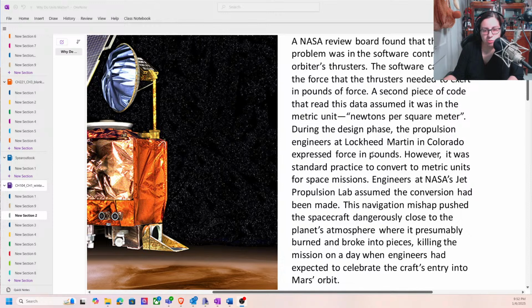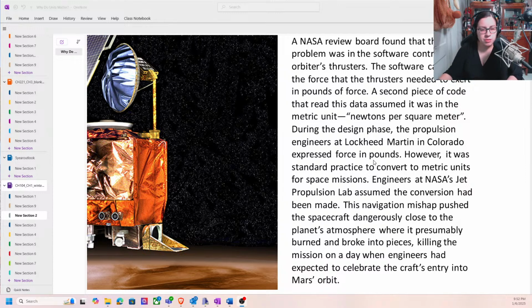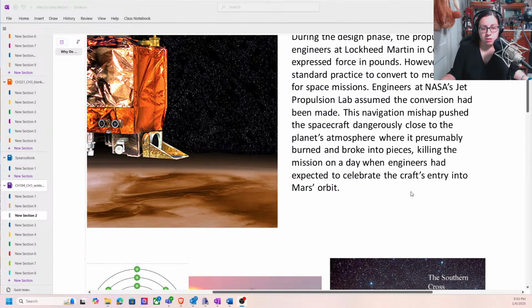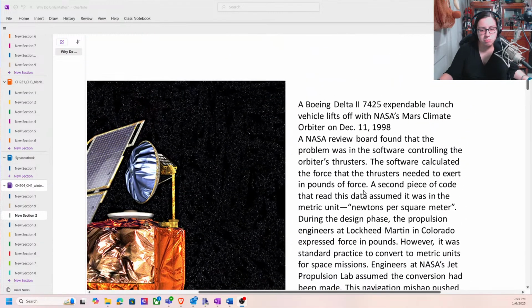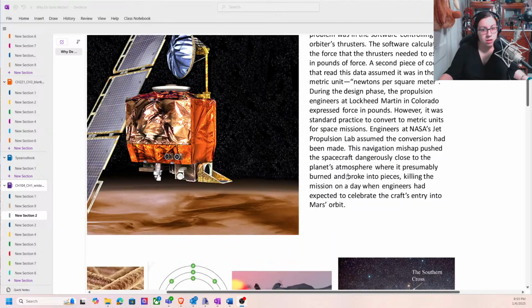Apparently these were different standards between the engineers, so engineers at Lockheed Martin versus the NASA engineers. And again, the NASA engineers assumed the conversion had happened when it did not. And I mean, huge, expensive mistake. I'm sure multi-million or billion dollar mistake.